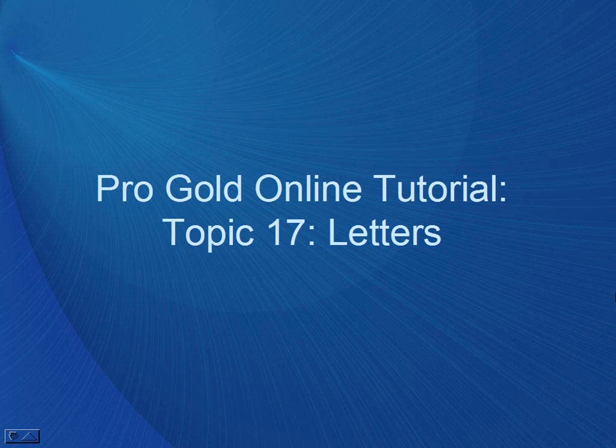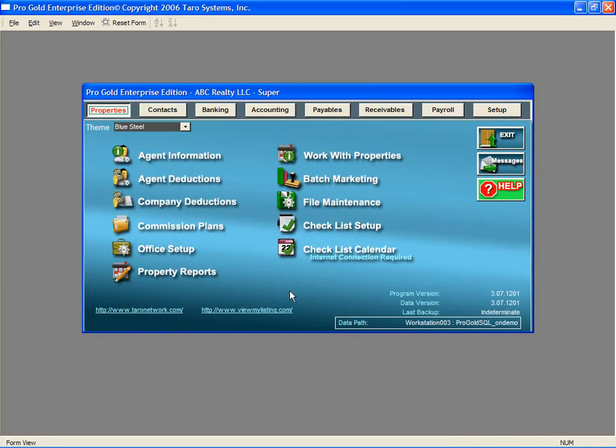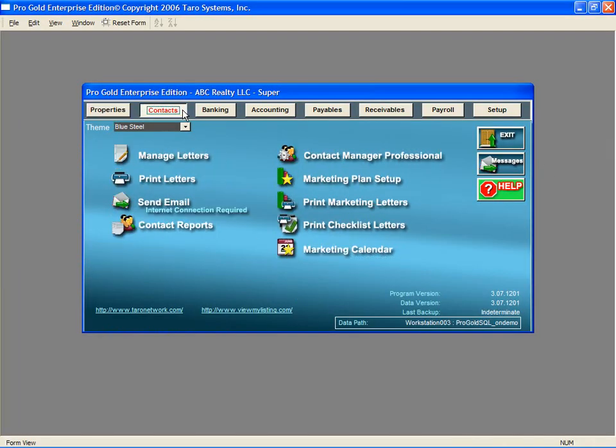Letters. Letters are found under the Contacts menu, and the letters in ProGold are for paper mailings. Emails can be sent through viewmylisting.com. There are several options that are related to letters, including setting up marketing plans that will be discussed in this topic. Creating letters. The letters in ProGold operate in a similar fashion to merge letters, where there are merge fields that allow a generic letter to be personalized to each recipient.